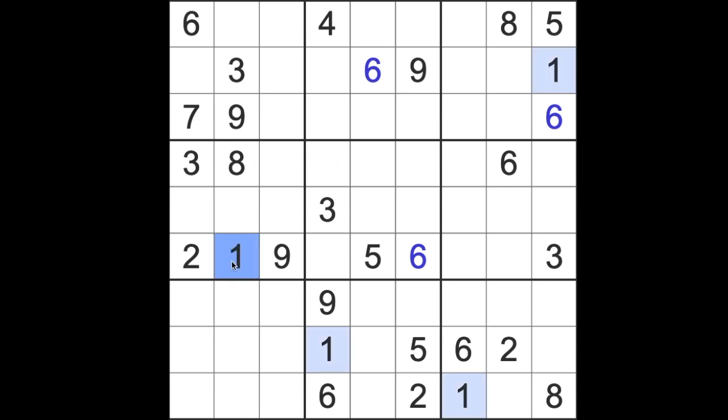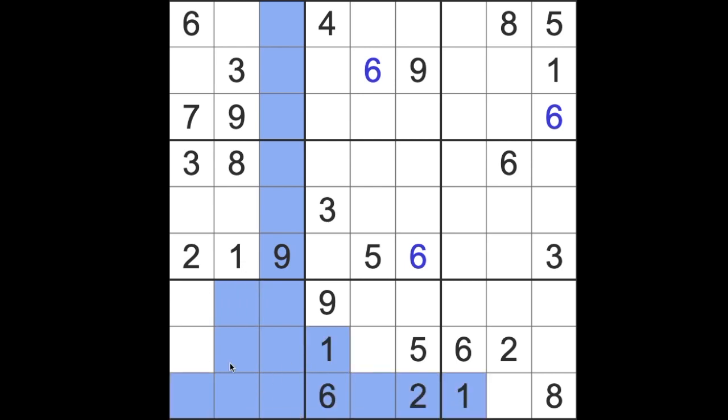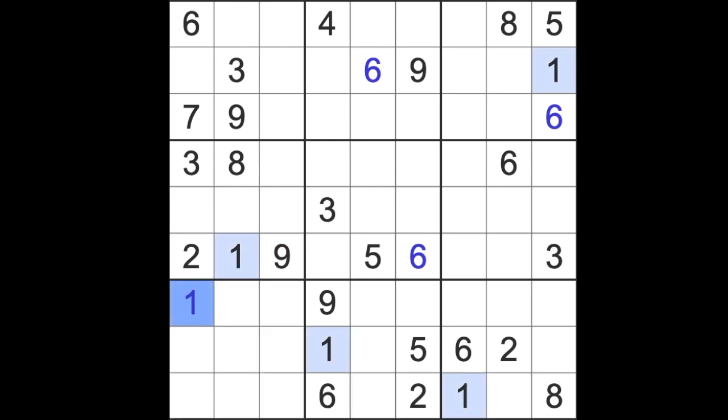Okay, we have one blocking up here and across here, so that's going to put a 1 into one of these two squares. Blocking down here, one blocking down here, one across and across here like this.